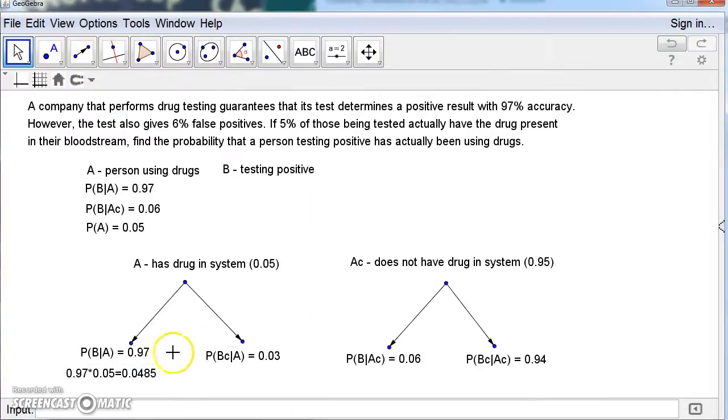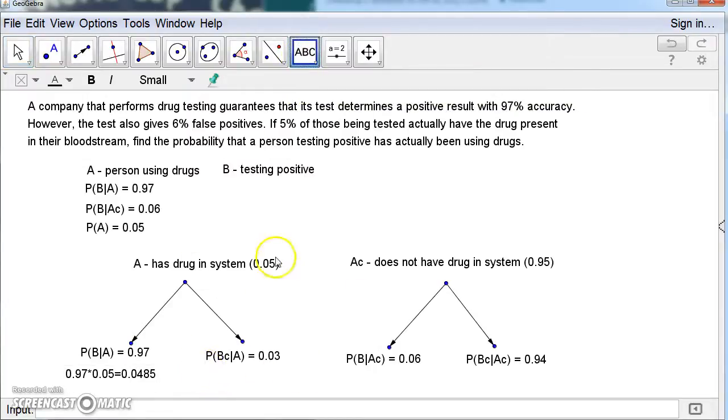Okay, so the chances that a person picked at random both has the drug in their system and tested positive is a 4% chance that's going to happen, right? If you just pick someone at random. So let's do the other multiplications here.